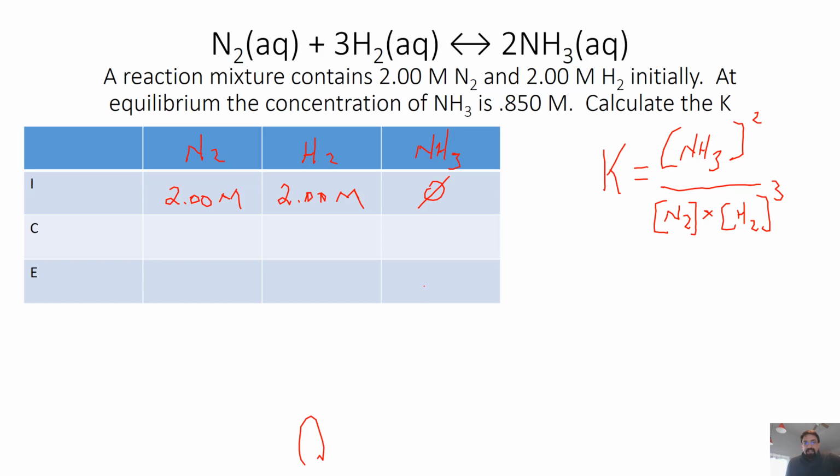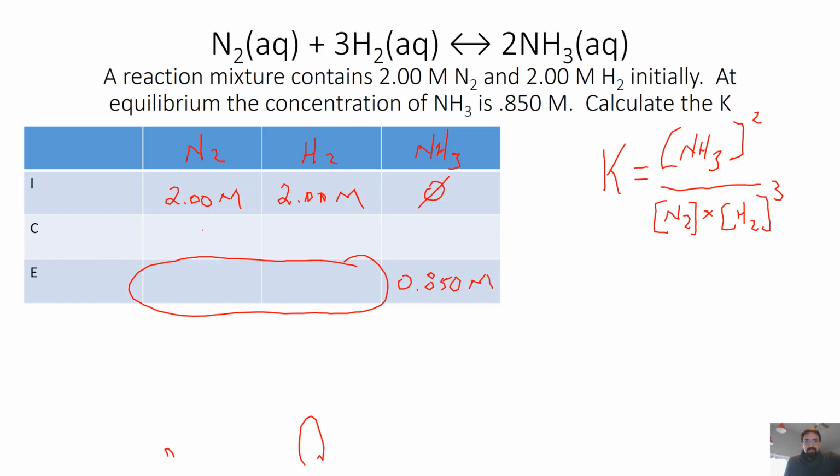They do tell me that eventually the equilibrium concentration of NH3 is 0.850 molar, so at equilibrium I skip my C row and go to my E row. They want me to calculate the K. In order to calculate K, I'm going to need to know both of these concentrations and plug them into the equation on the right. That means the next thing I have to do is figure out what my changes are going to be.